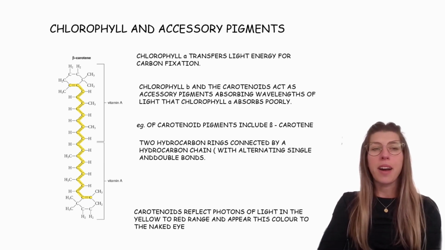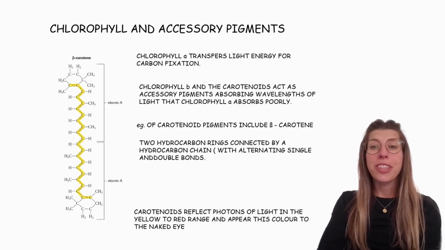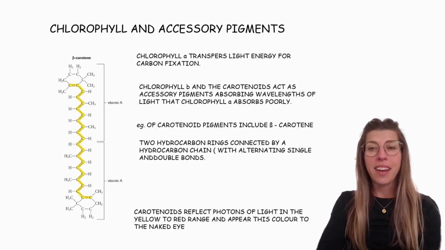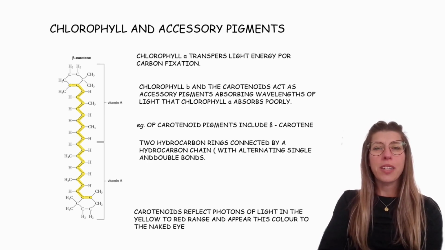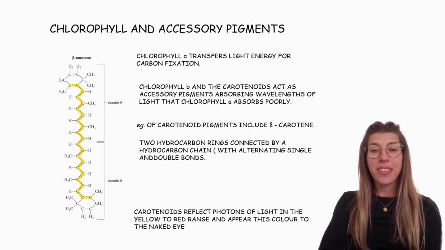There are two hydrocarbon rings connected by a hydrocarbon chain. When we're talking about beta carotene, you can see that on the left side there. And you can see that structure has alternating single and double bonds throughout that hydrocarbon chain. Like the porphin ring in chlorophyll that we saw in the previous lesson, electrons in this chain of hydrocarbons in beta carotene are able to absorb light energy in the 400 to 500 nanometer range. Okay, so we see that this is a different range than chlorophyll A's.